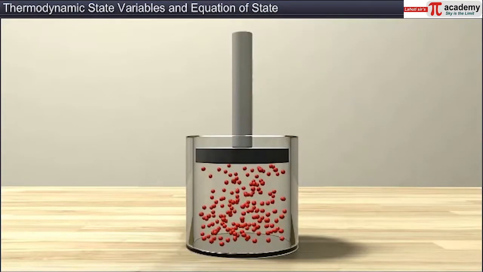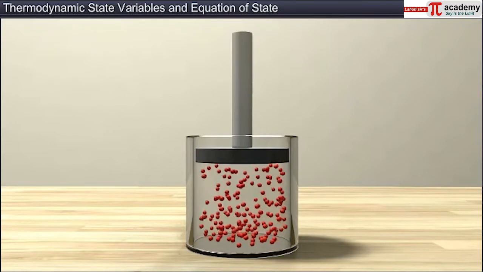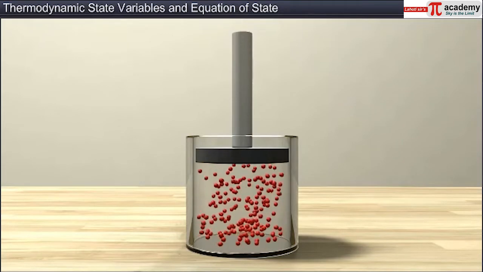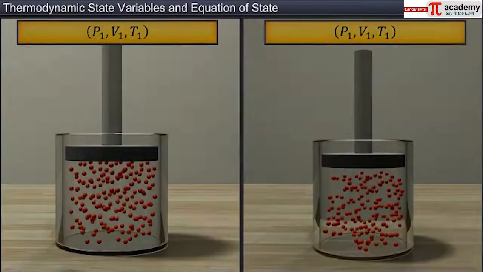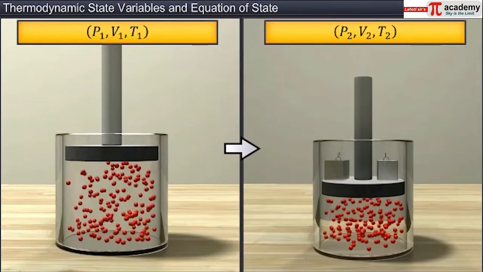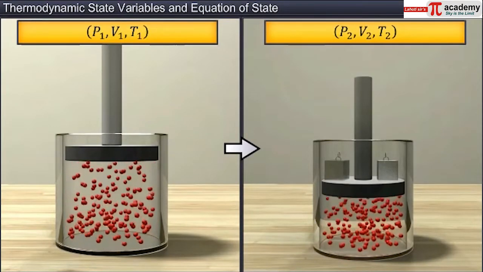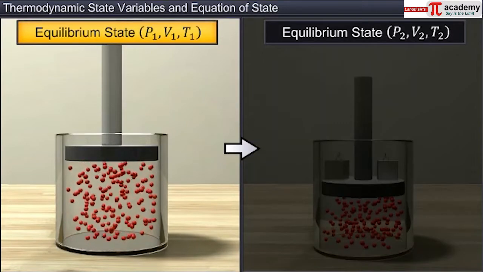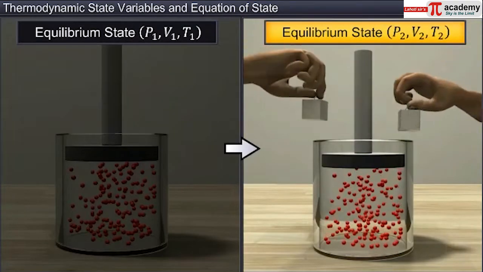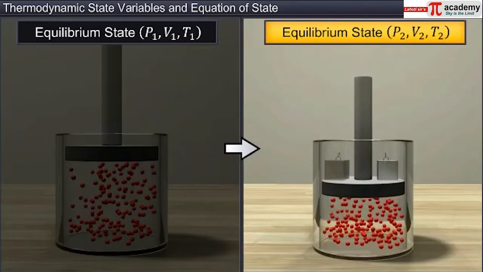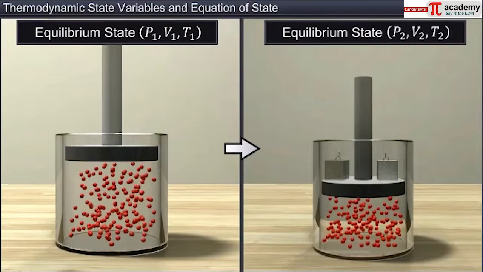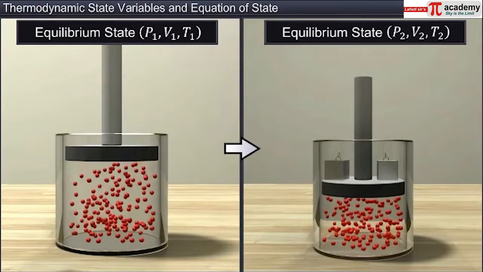During any thermal process, if the equilibrium state of a system is changed, this is described by a change in the values of the state variables. If the gas in the container is compressed, and as a result the pressure, volume and temperature of the gas are changed from P1, V1, T1 to P2, V2 and T2 respectively, then the new equilibrium state is expressed by P2, V2, T2.